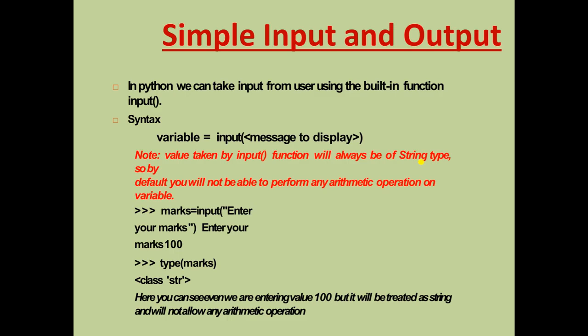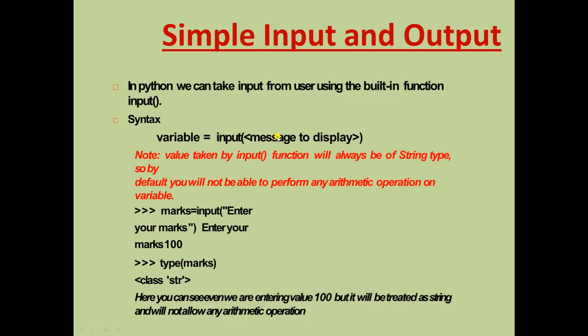Now next is the simple input and output. So in Python, we can take the input from the user and, based on that input, the program will perform some action. For example, if we are taking a variable and printing our message using the input command, you have to use a variable and then input. Here in input, you will write your message.